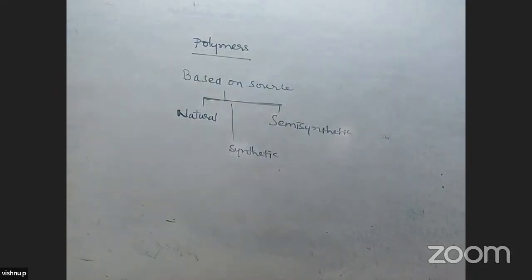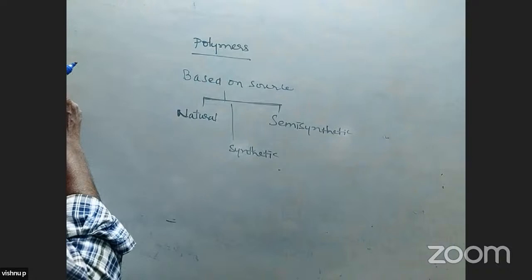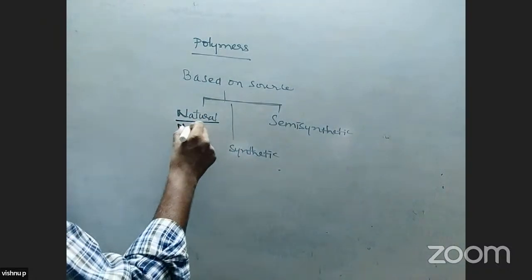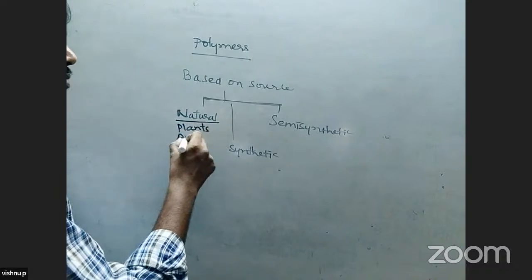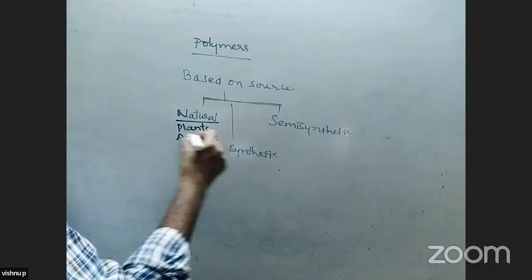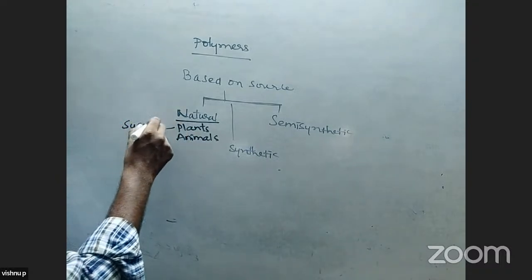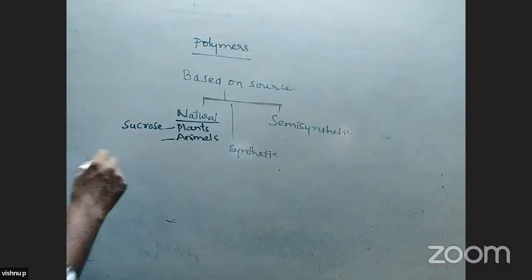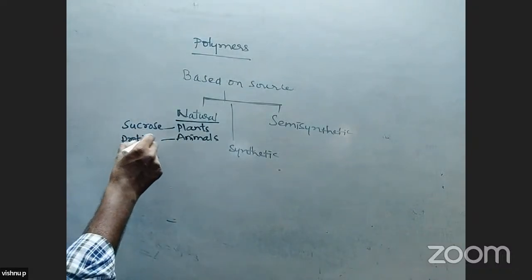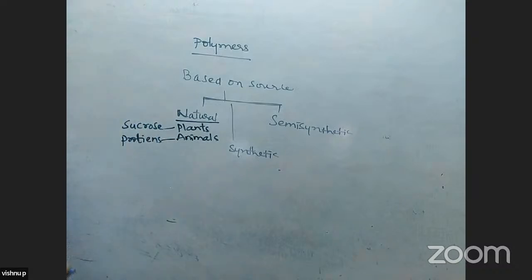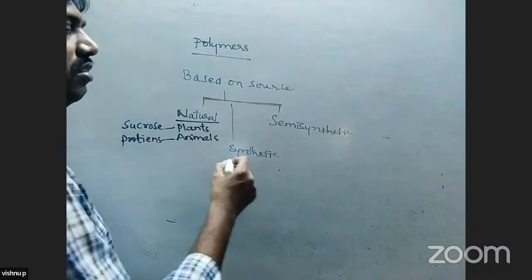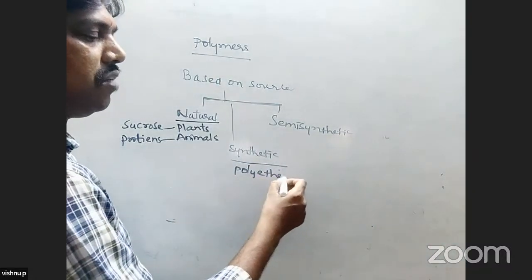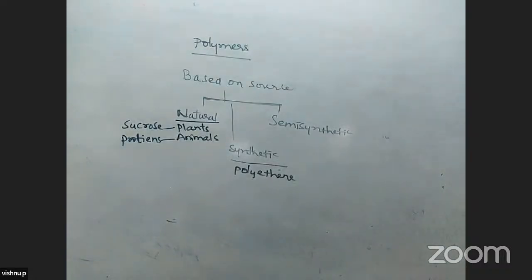Okay, what are natural polymers? Generally, polymers are macromolecules whose main element is carbon. Natural polymers are obtained from plants and animals. Plants example: sucrose. Animals example: proteins. Proteins are polymers of amino acids. Synthetic polymers, polythene. These are obtained from byproducts of petroleum.